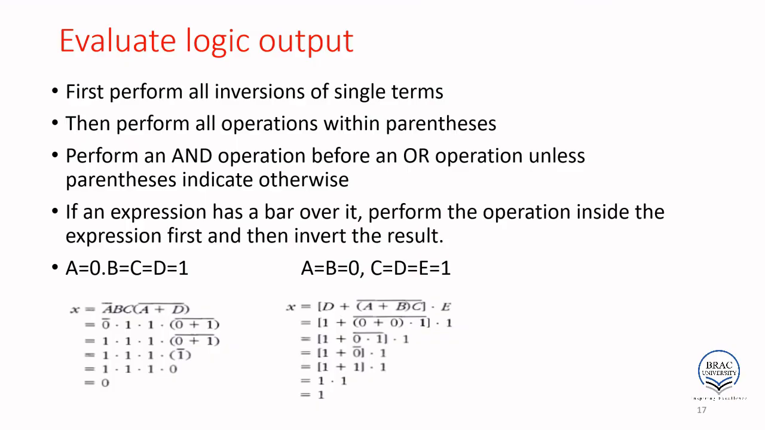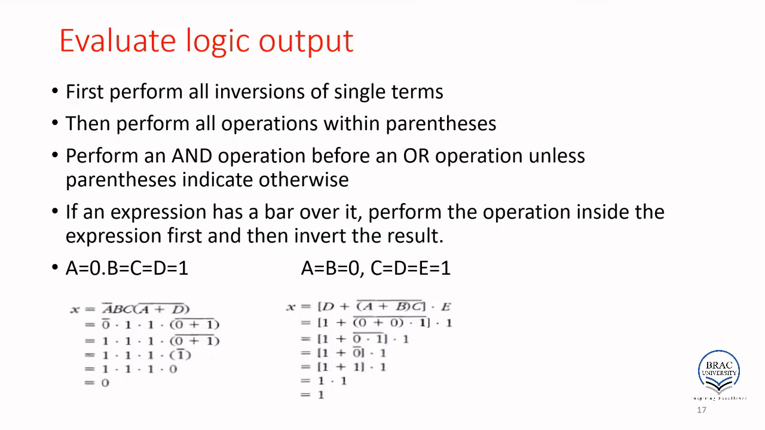Then perform all operations within parentheses. So you have the parentheses a plus d prime. Here a is 0 and d is 1, put the values in and prime. So do the operation: 0 or 1 is 1. Then 1 prime is 0. So this part is done.